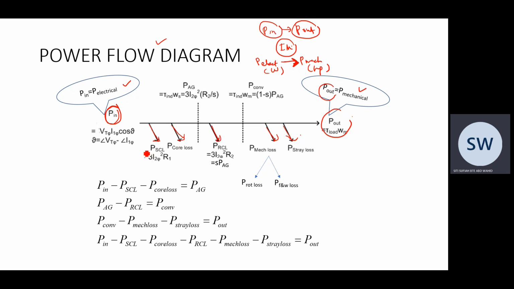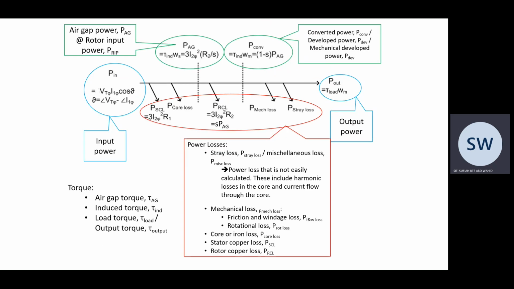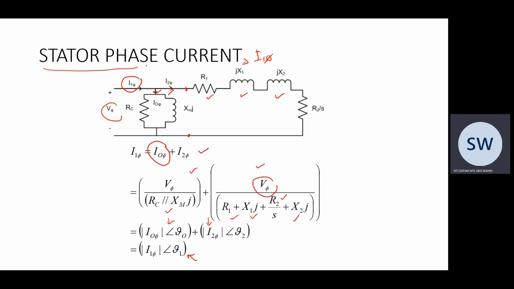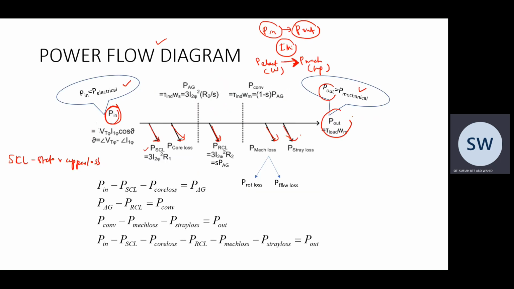The first loss is the PSCL. SCL stands for stator copper loss. So losses here, stator copper loss. That's why the formula is I2 phase squared times R1.